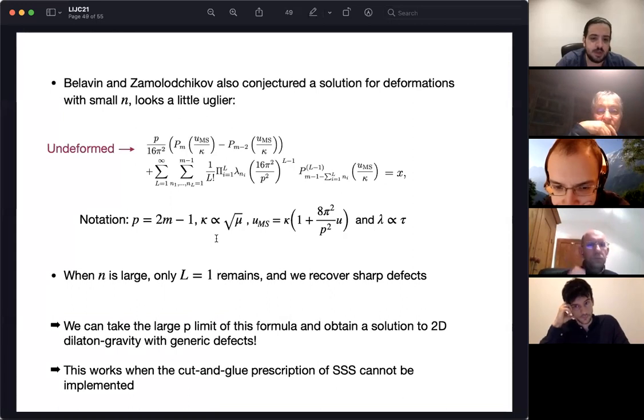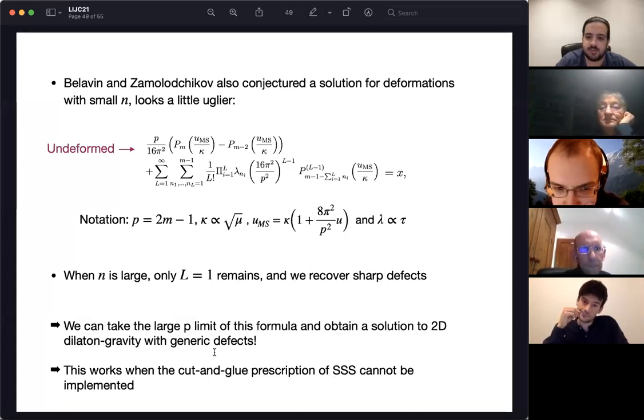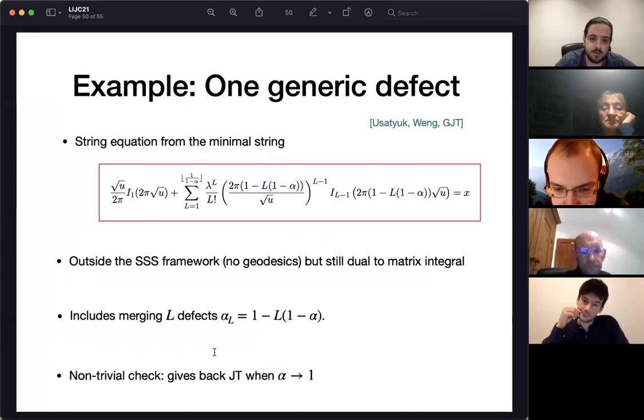Yeah. And the nice thing is that you can take the large P limit of this formula and obtain a solution to the gravity with generic defects with alpha close to 1. And this works when the prescription of SSS cannot be implemented. So that's interesting because it gives us a different way to do calculations. And here I'm showing as an example the case with one generic defect. So here you see, this is the string equation of pure JT gravity. L equals 1 is the term that I wrote before.